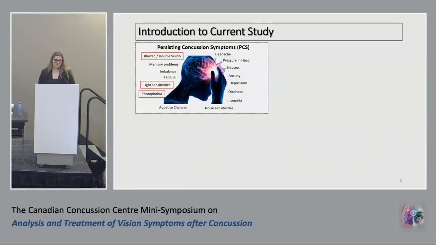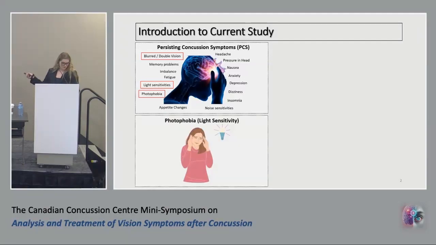So as Dr. Ryder mentioned earlier, there are many different types of concussion symptoms, and around the world, they have different definitions. In our center, we define persistent concussion symptoms as at least 3 symptoms that persist for over 1 month. Vision symptoms have often been overlooked. Many practitioners don't assess them in the clinic when people have a concussion. Headache is always the most predominant one that's analyzed.